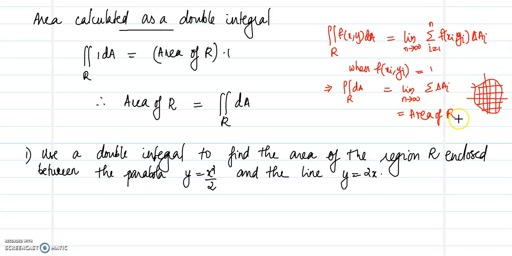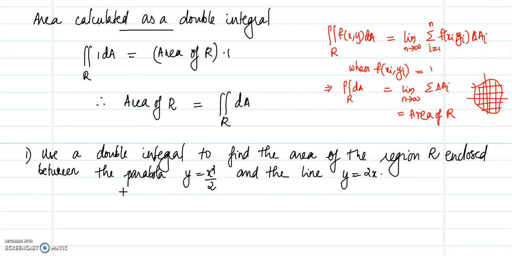Now this summation of delta Ai is going to be approximately the area of R. So therefore the area of a given region can be evaluated as a double integral. It is given by the double integral over R dA. So that is how we use double integrals to find the area of a given region R. Here f of xy is equal to 1.